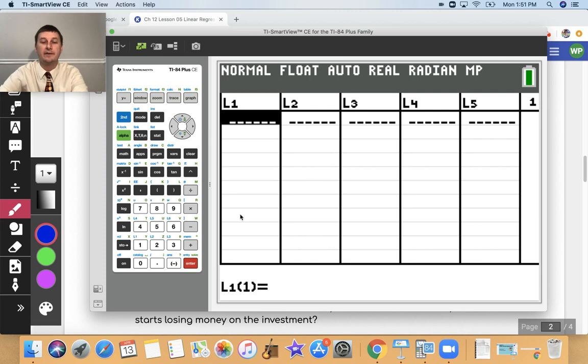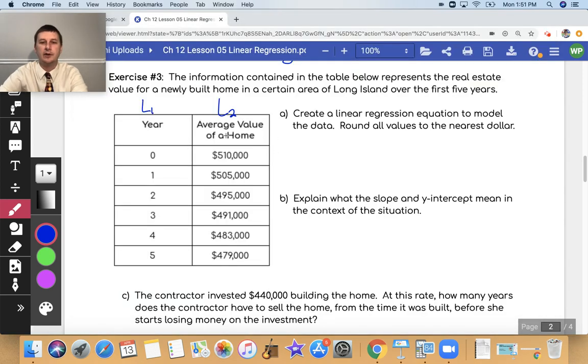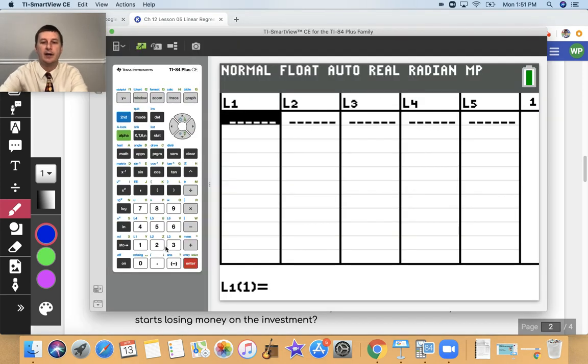Okay, so in list 1, we're going to put 0 through 5. So we'll put 0 at the time the house was first built, 1 year after the house was built, 2 years, 3 years, 4, and finally 5.